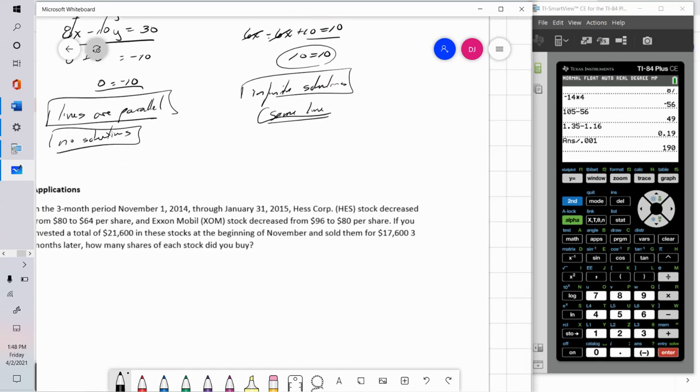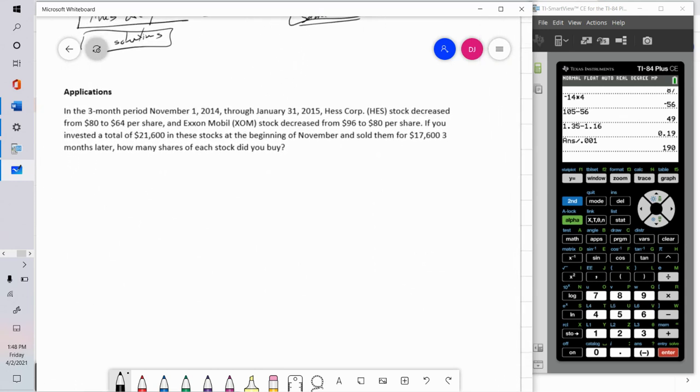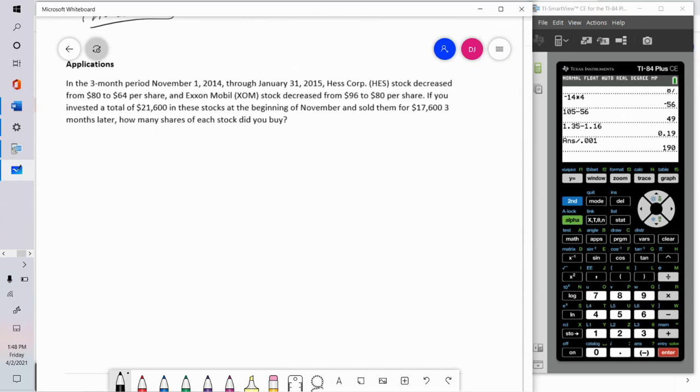Right? Let's look at an application or two here. In the 3-month period, November 1st, 2014 through January 31st, 2015, Hess Corporation stock decreased from $80 a share to $64 a share, and ExxonMobil stock decreased from $96 to $80 a share. If you invested a total of $21,600 in these stocks in the beginning of November, and you sold them for $17,600 3 months later, how many shares of each stock did you buy?